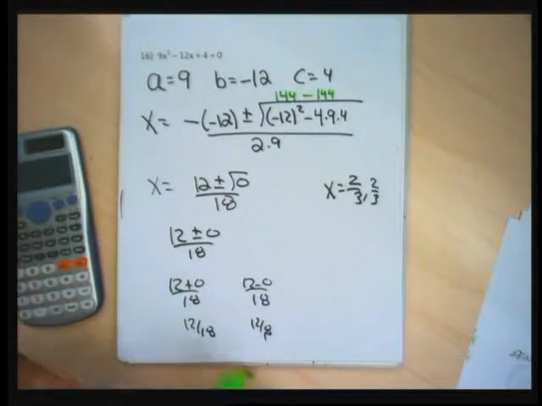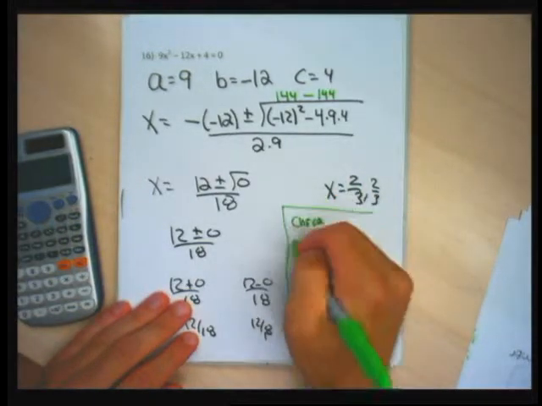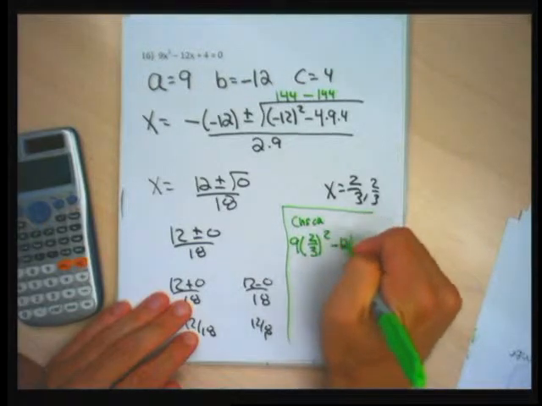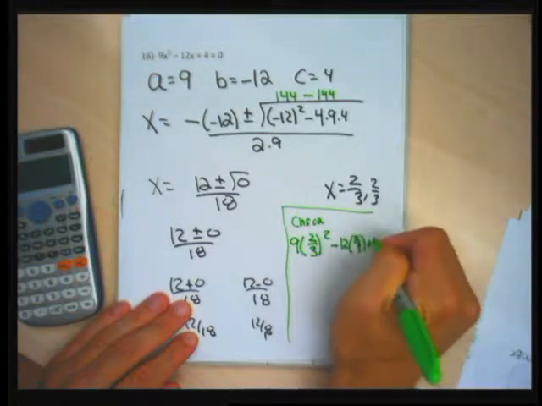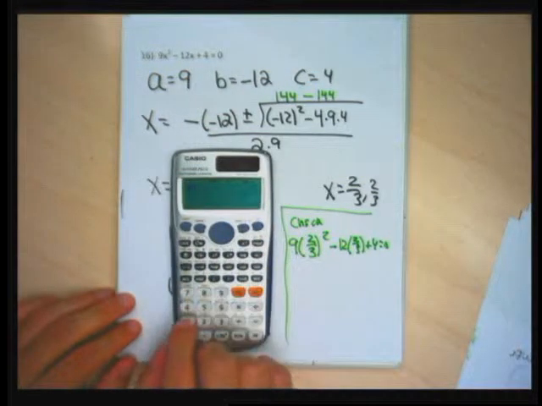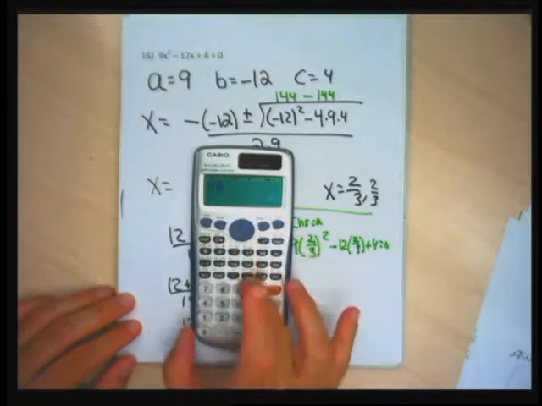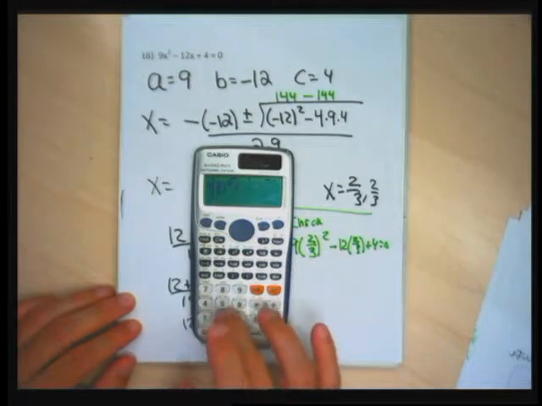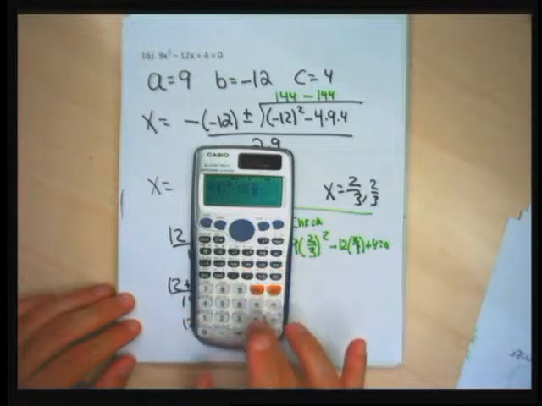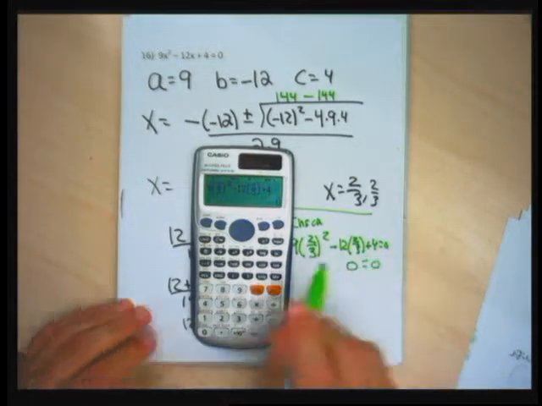I'm going to check because I can. Easy to check this nice pleasant number. I'm going to go 9 times 2/3 squared minus 12 times 2/3 plus 4. Make sure that equals 0. So 9 times (2/3) squared minus 12 times (2/3) plus 4, and I get 0 equal to 0, and that's exactly what I need it to be.